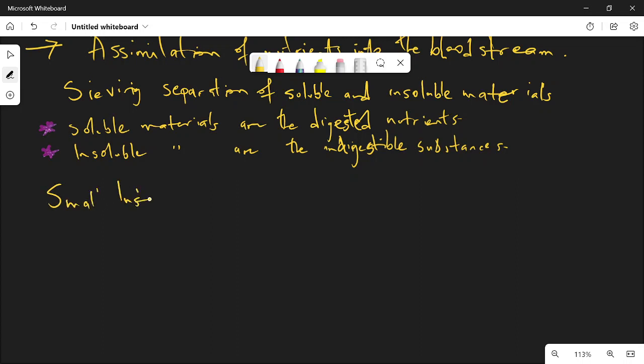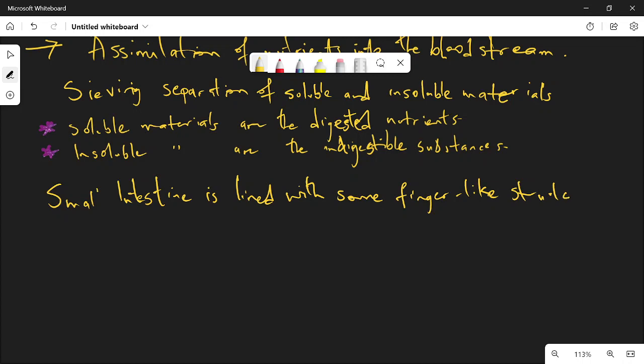The small intestine is lined with some finger-like structures. We call them villi.